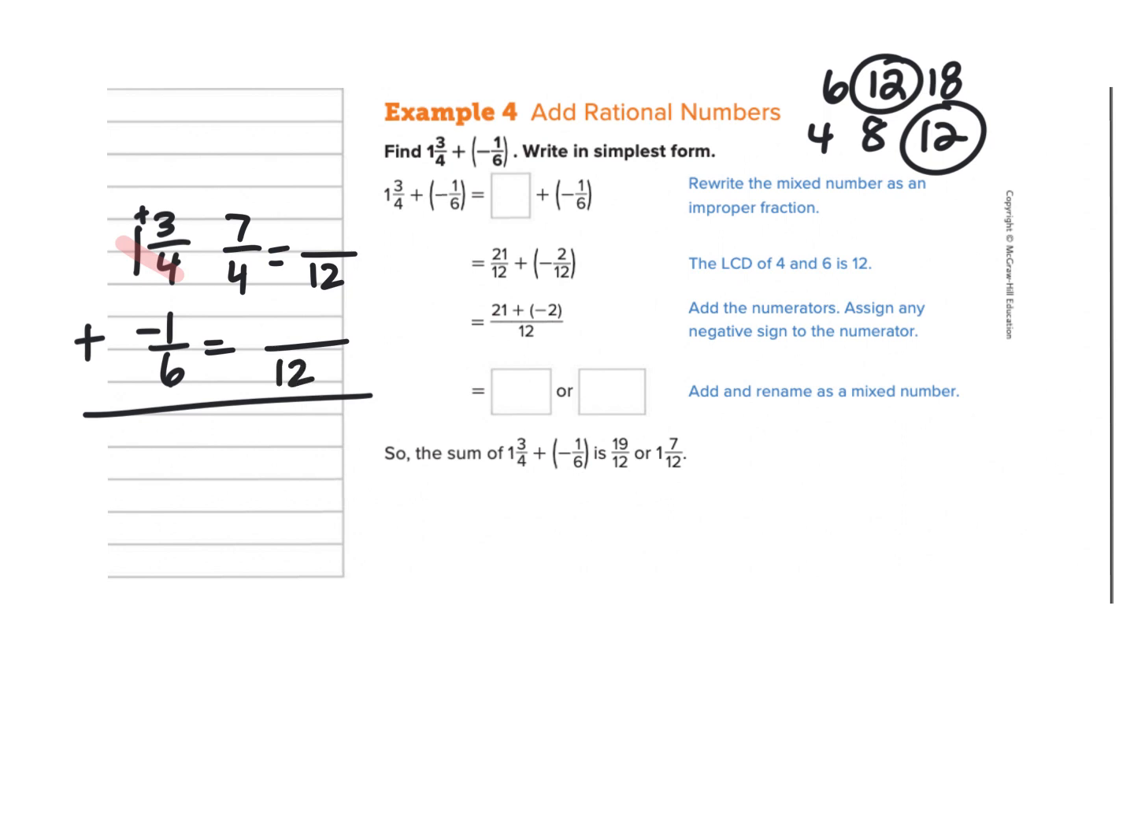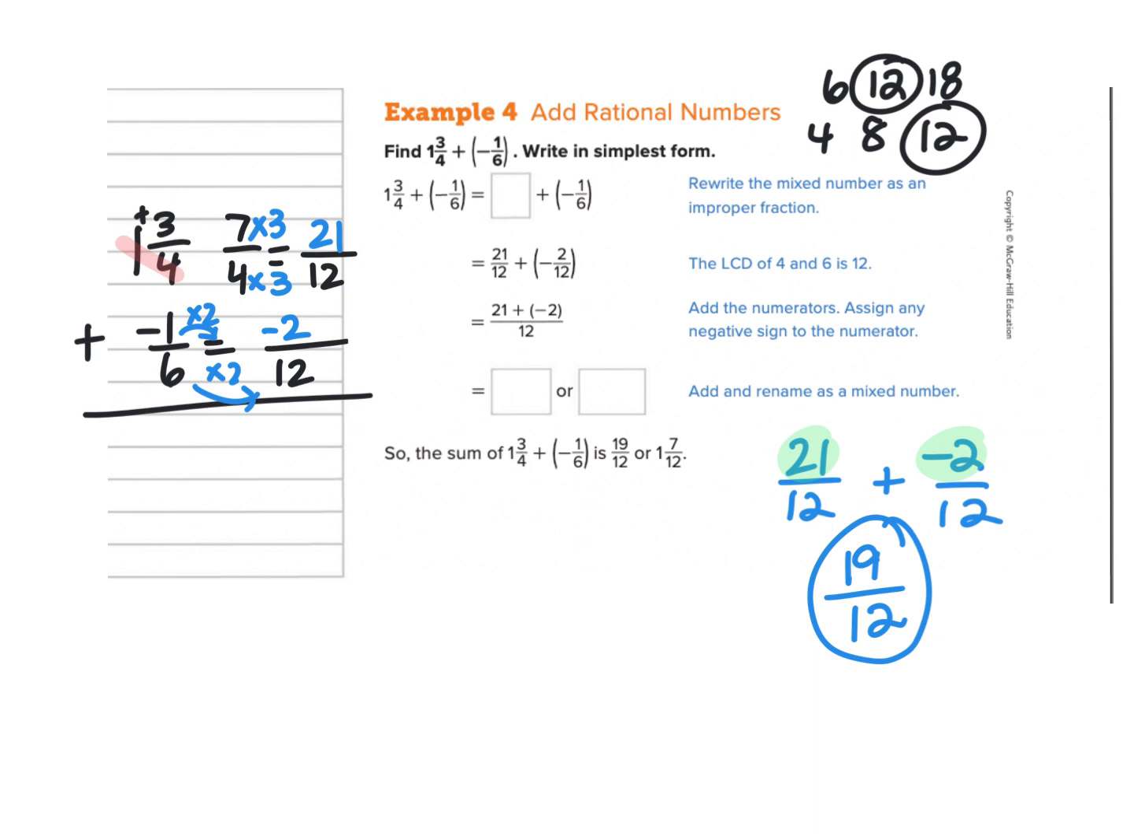Now I try to figure out, from here, how do I get from 6 to 12? It's times 2. So negative 1 times 2 is negative 2. On the top, 4 times 3 is 12, so 7 times 3 is 21. So now, here's what I have: 21 over 12 plus negative 2 over 12. Now I just get to add the numerators. So 21 plus a negative 2. Well, it looks like I have more positives, so my answer is positive. 21 take away 2 is 19, and then it's going to go over 12. So my final answer is 19 over 12. It doesn't look like I can simplify that at all, so I can just keep it like that.